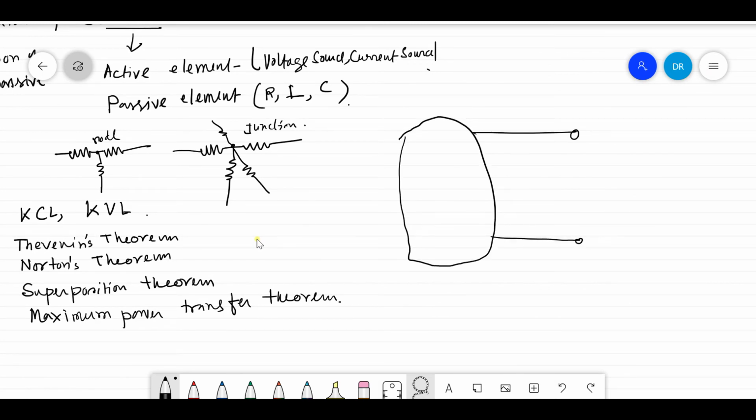Any two-terminal network which is active, linear, bilateral. Any two-terminal active linear bilateral network can be transformed to a simple circuit which contains a voltage source and a series resistance.